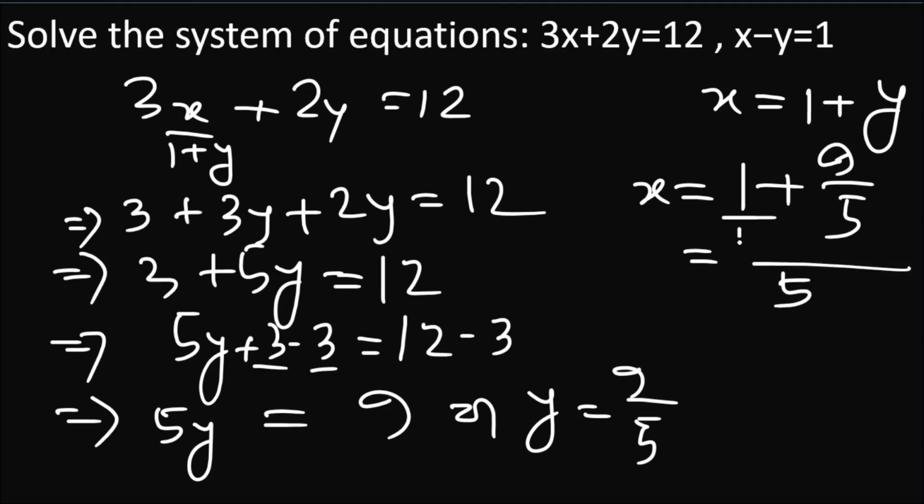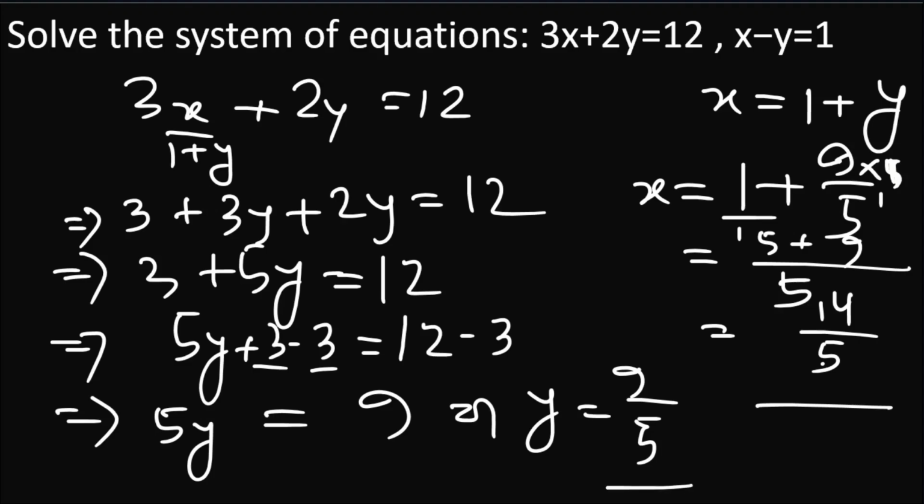Here 5 is the common denominator. So here 5 times 1 equals 5, plus 9. Sorry, 9 times 1 equals 9. So here we will get 5 plus 9 equals 14 over 5. So here the value of x is 14 over 5 and the value of y is 9 over 5.